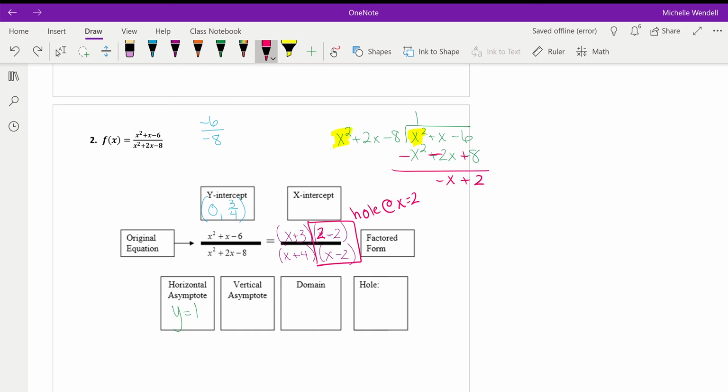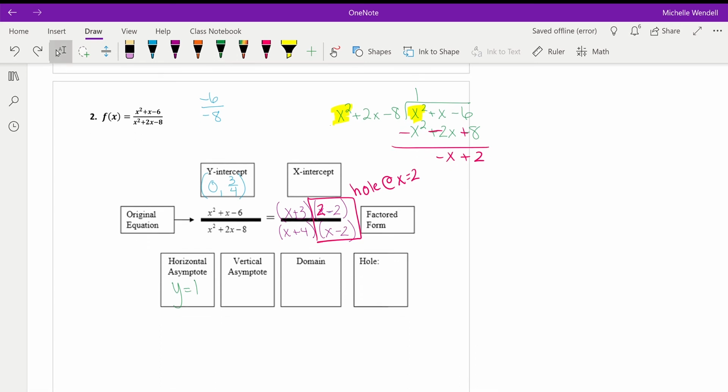All right, so to find where that hole is, we know the x value is 2, but we need to find the y value. To get the y value, we're going to plug the 2 back into what is left of our equation. So we plug it into the (x + 3)/(x + 4). So I'm going to take (2 + 3)/(2 + 4), which is 5/6. So our hole is at (2, 5/6).